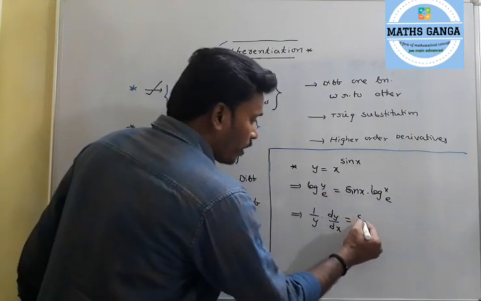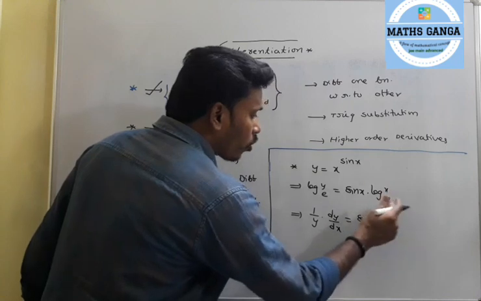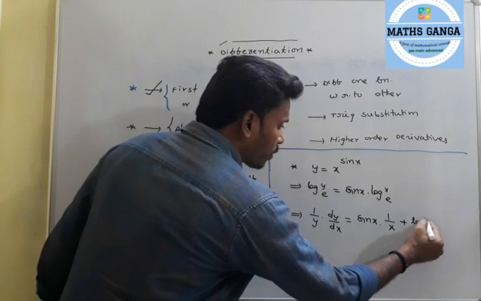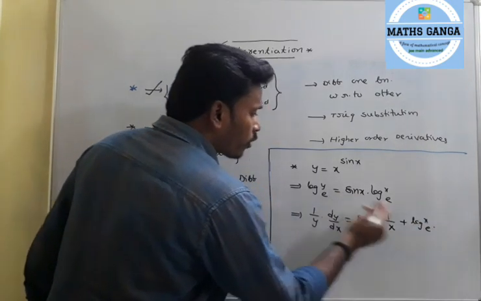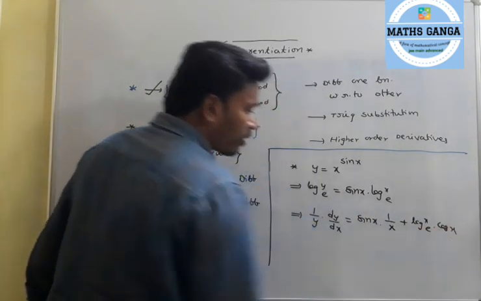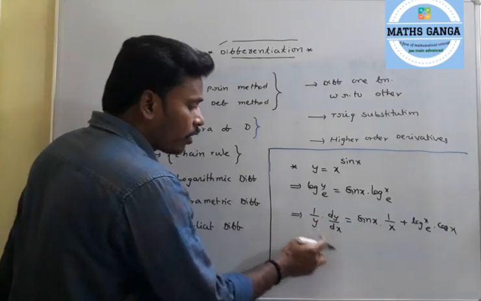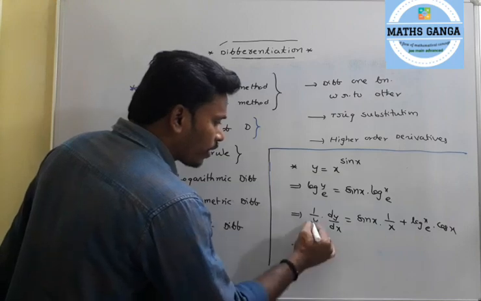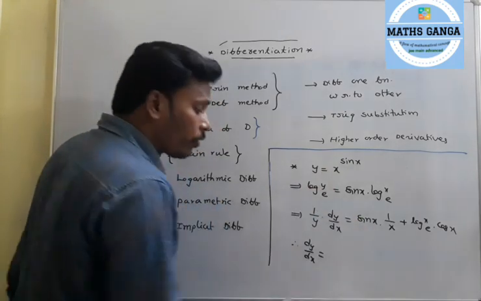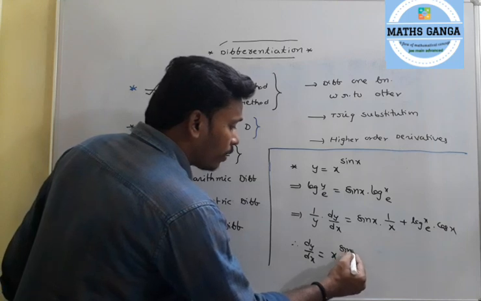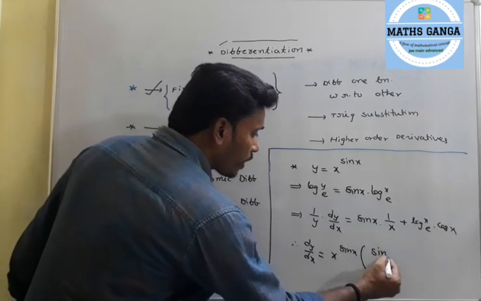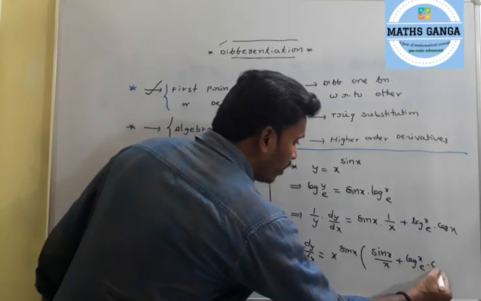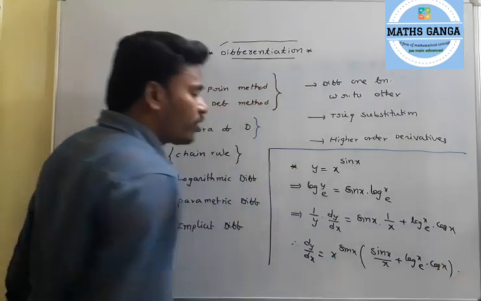See, first function, sin x, into the derivative of the second, log x base e, which is 1 by x, plus second function, log x base e, into the derivative of the first function, sin x, which is cos x. Finally, we need dy by dx, so send this y to the other side. So dy by dx is x power sin x into sin x by x plus log x to the base e into cos x. This is dy by dx.